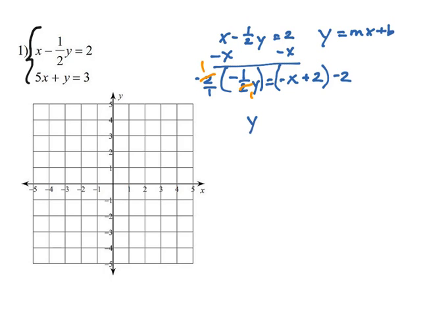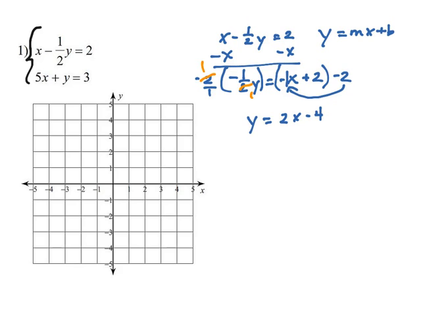So we have y equals, I'm going to distribute this negative 2, okay? So there's a 1 here. Negative 1 times negative 2 is 2x. 2 times negative 2 is negative 4.